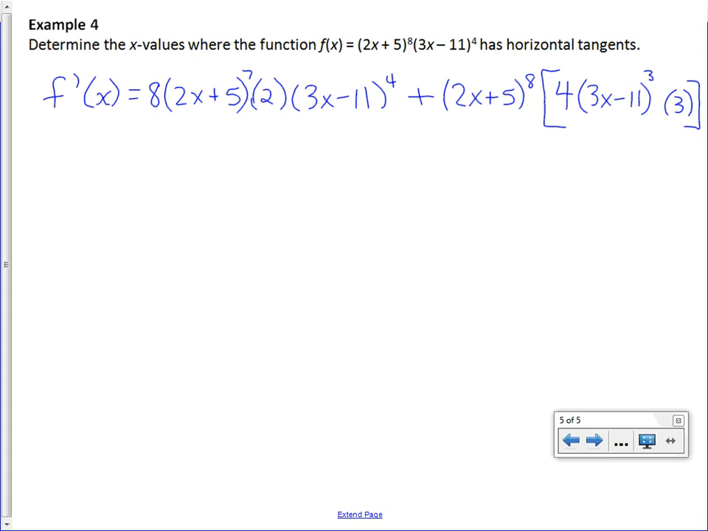Now, big picture, guys. Remember, the goal is to figure out when this function has horizontal tangents. In your head, everyone should have a go-to strategy. Horizontal tangents. When do horizontal tangents occur? When the derivative is 0. I want to be able to set this equal to 0. Is this not useful to me in this form to set equal to 0? What form is useful to set equal to 0? Factored form. We want to factor this thing.